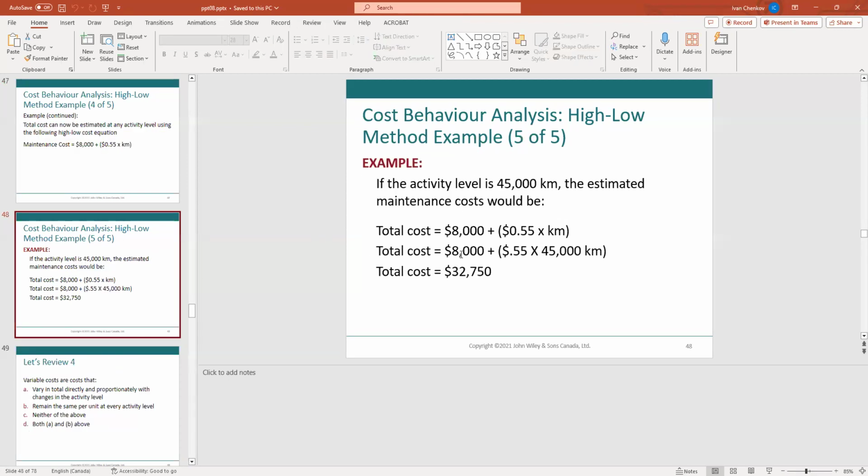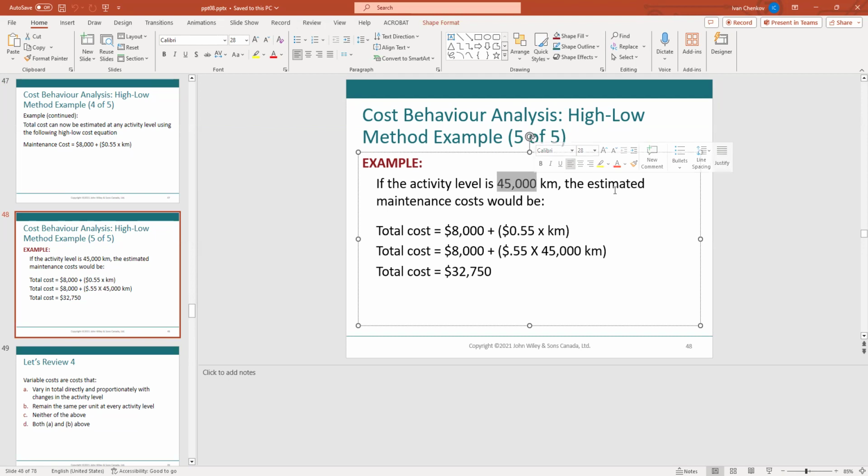Let's see the example here. If the level of activity goes to 45,000 kilometers, how are we going to calculate the cost? Cost will be the $8,000 fixed cost plus 55 cents per kilometer. Since we know the kilometers are 45,000, we get the component of the variable cost. Once we add the variable cost plus the fixed cost, it gives us a total cost of $32,750.